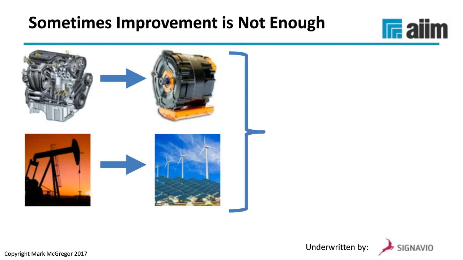Sometimes the word transformation is juxtaposed, if you like, with improvement. Oh well, we're doing operational excellence, we're doing improvement, that's the way that we're transforming. So I just wanted to pick a couple of really simple examples. Now let's imagine that we happen to manufacture diesel or petrol engines.